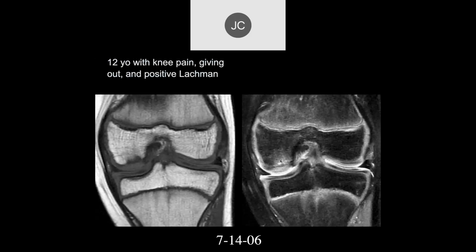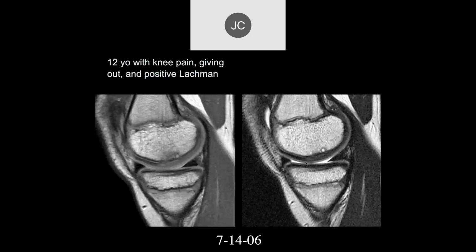All right, 12-year-old knee pain. Looking at the medial femoral condyle, there is a subchondral fracture there, but the overlying cartilage looks intact. I think we saw this case in the cartilage section. These days, people might call this a bone bruise lesion. Again, that's due to impaction.